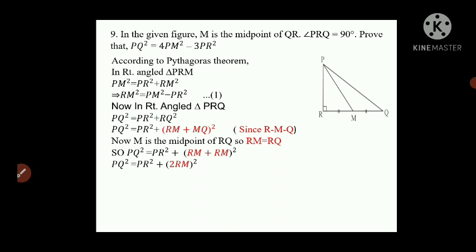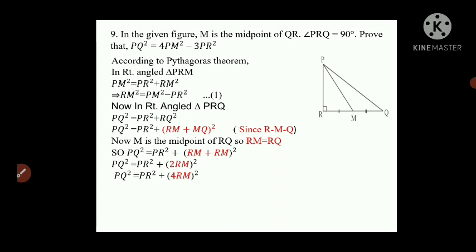So when I simplify this, see what happens now. PQ square remains the same, is equal to PR square remains the same, plus 2 square will be 4, and RM square the same. Now see, consider equation number 1. What is equation number 1? Equation number 1 is RM square is equal to PM square minus PR square. It means the value of RM square is equal to PM square minus PR square.